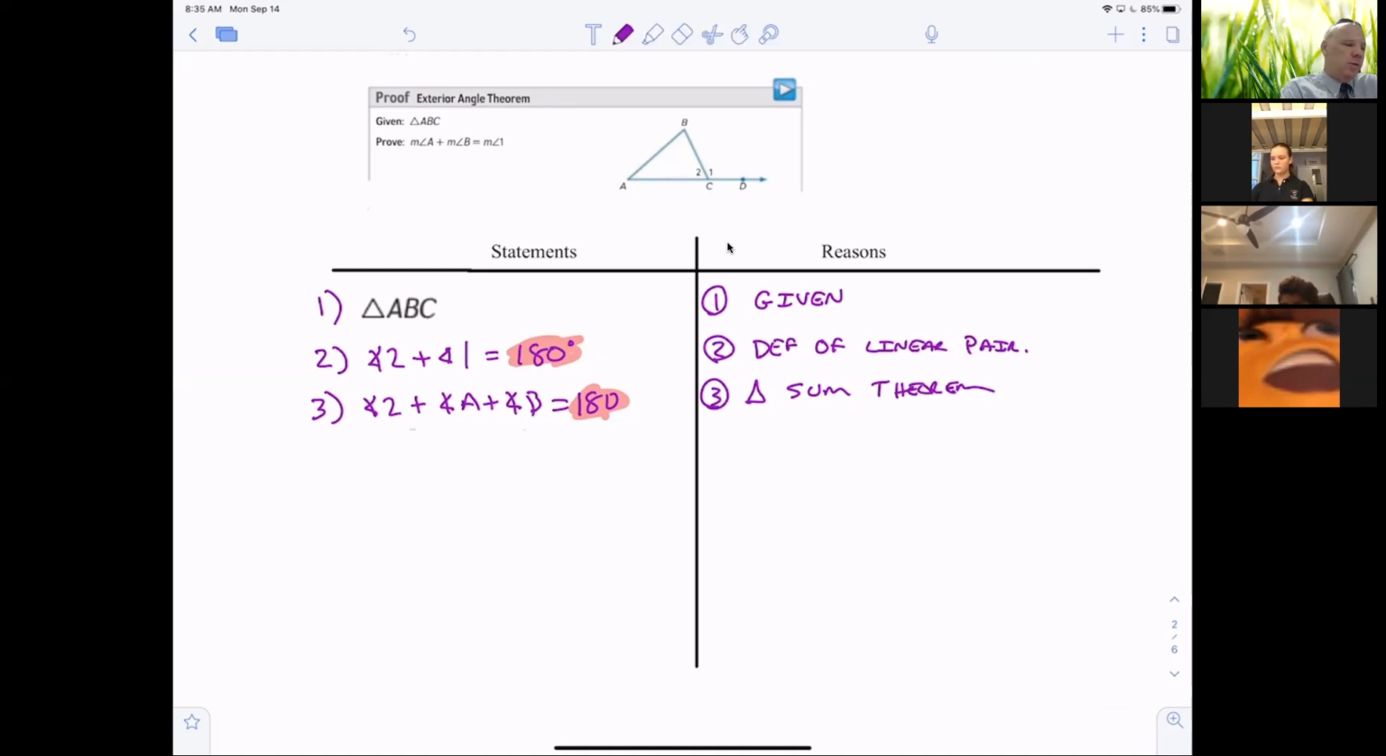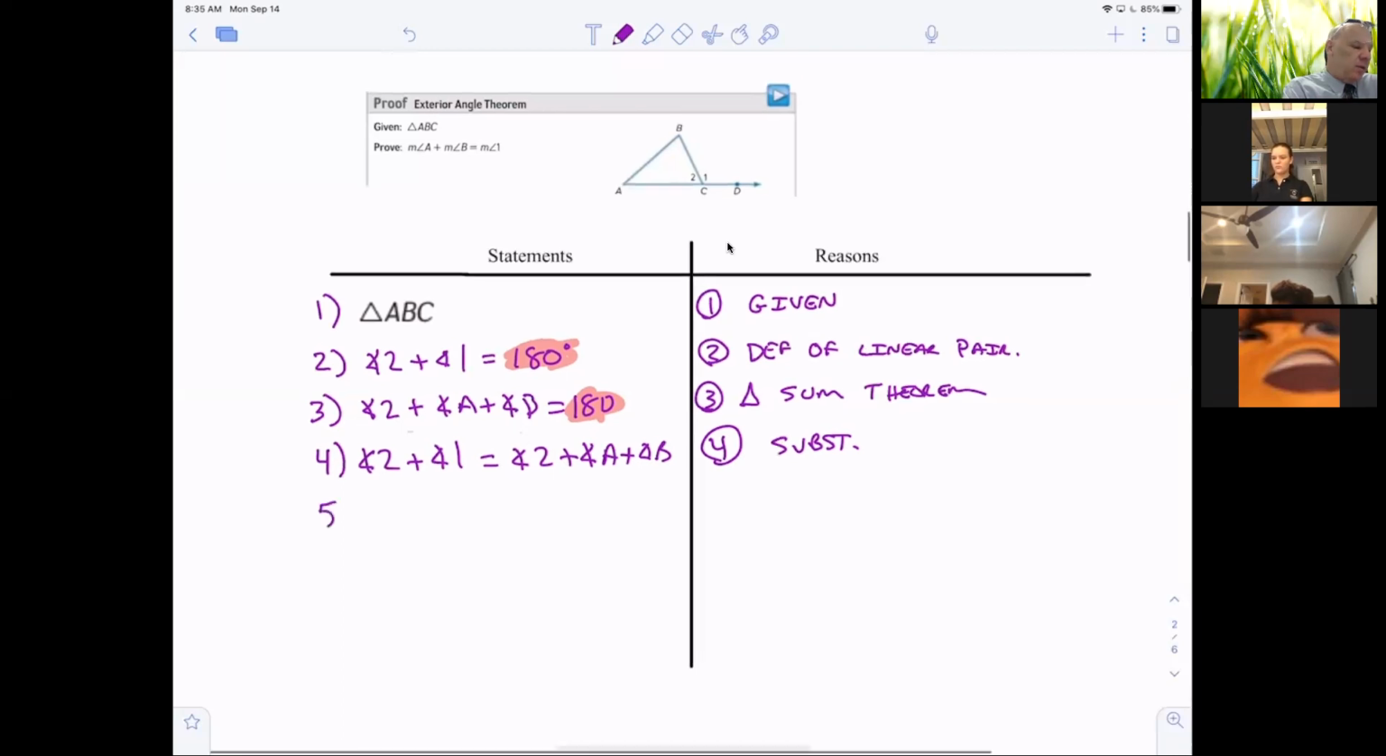William, go. Angle 2 plus angle 1 equals angle 2 plus angle 2. Good job. Thank you very much. There's two that add up to 180, right? So we can now say angle 2 plus angle 1 equals angle 2 plus angle A plus angle B. That's, of course, just a what? That's just a substitution. Come on, girls, you've got to finish. Tell me. Good job. So what are you going to tell me about the subtraction? Subtract 2. So what does that leave me?